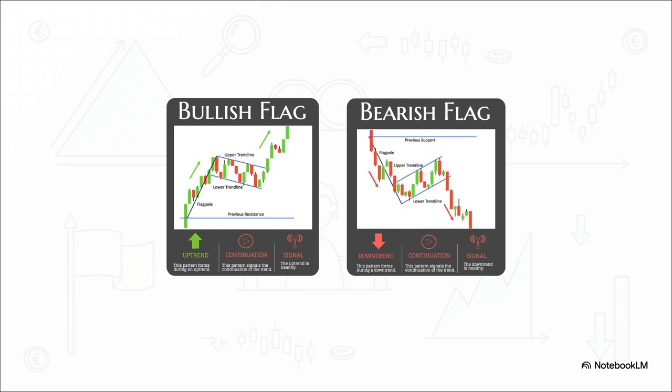This inverse relationship shows a bullish flag happening right in the middle of a strong uptrend, and a bearish flag popping up in a strong downtrend. The signal here is crystal clear. The trend is healthy, it's just taking a pit stop.